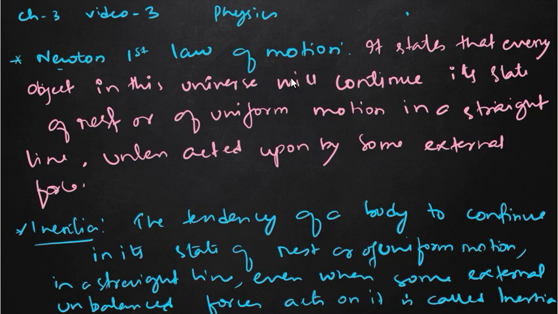So we have three types of inertia. If a body is at rest and we apply some force, it will remain at rest. That is inertia of rest. Similarly, inertia of motion. That means a body will continue in motion even if an external unbalanced force acts on it. And the third one is inertia of direction, the tendency of a body by which it is unable to change its direction of motion unless some external unbalanced force acts on it.